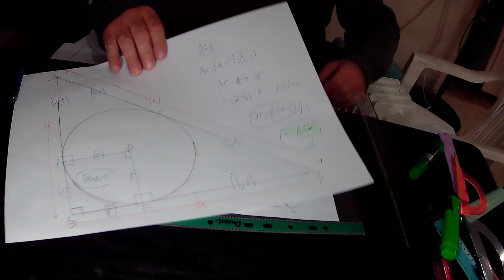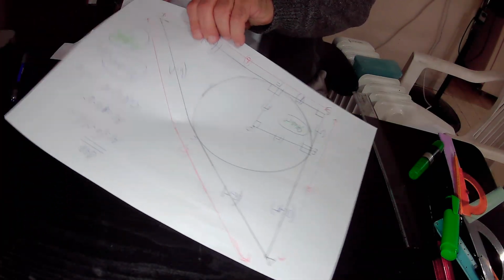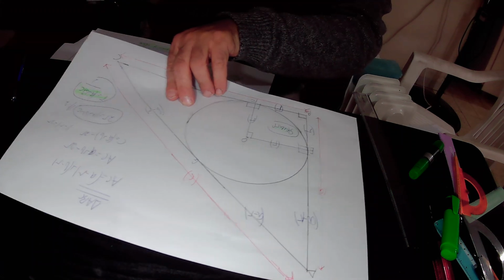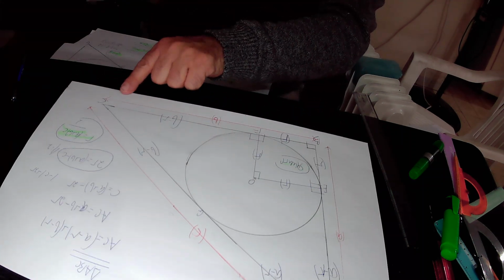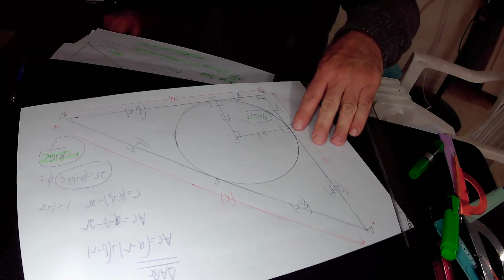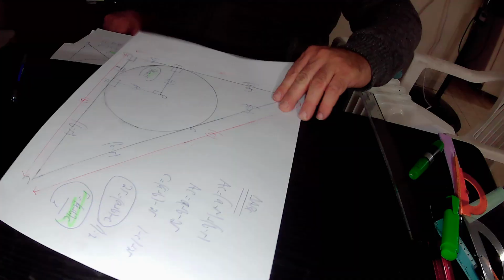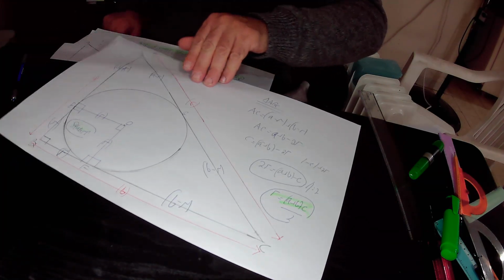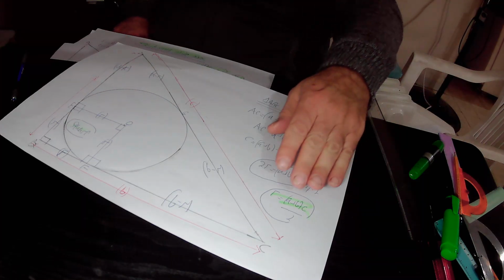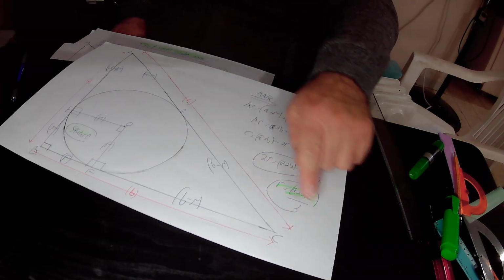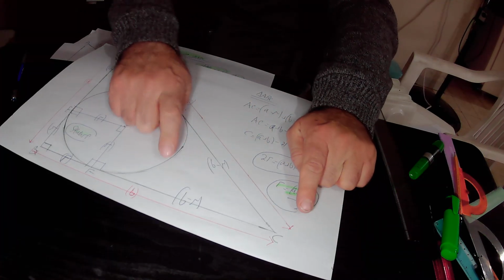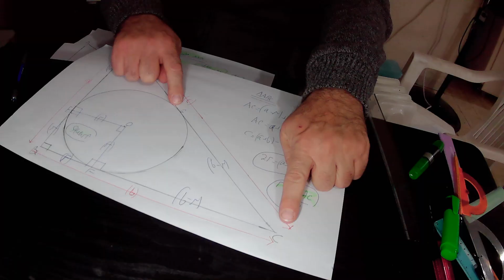Likewise, if we focus on this exterior point C, we have two tangents to this circle, tangent CG and tangent CF. According to the theorem, they are equal to each other. That is to say, CF equals CG, but CF equals B minus R, therefore CG must also equal B minus R.